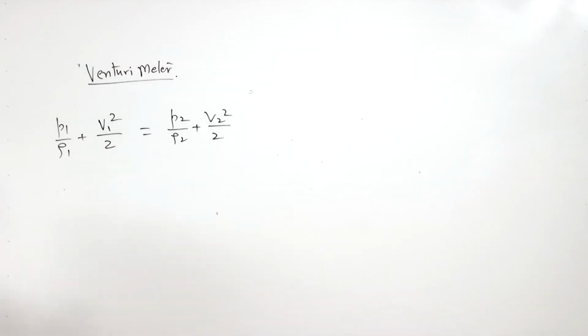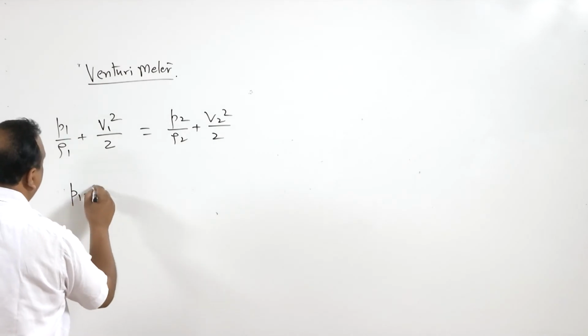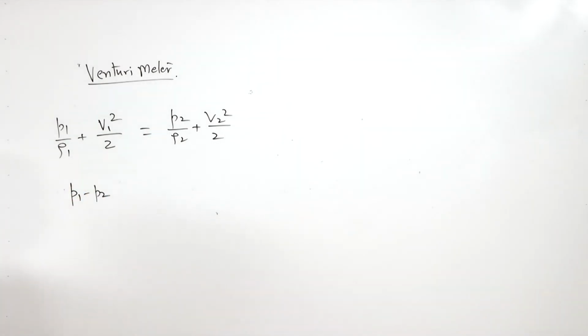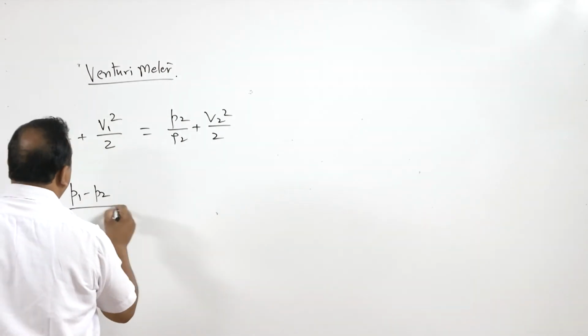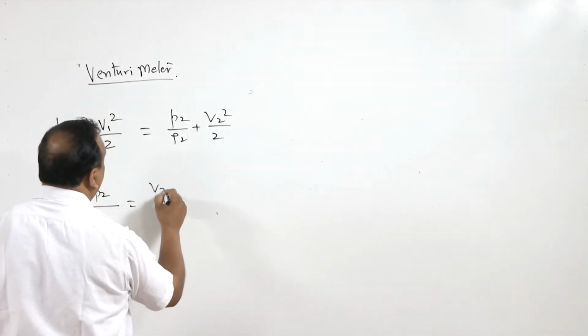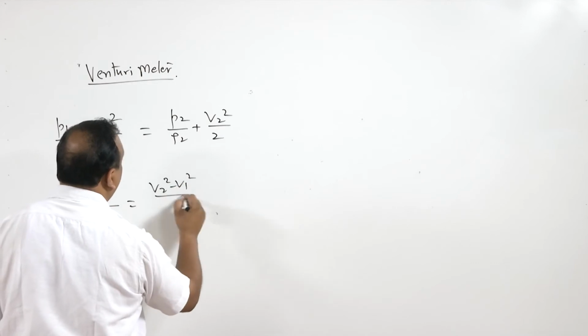Now, if it is an incompressible fluid, then rho 1 is equal to rho 2, and if it is compressible, then rho 1 and rho 2 are different. Now, here also what we do, we simply take the help of this equation and we calculate the value of P1 minus P2, because P2 has reduced. So, P1 minus P2 divided by rho is equal to V2 square minus V1 square by 2.